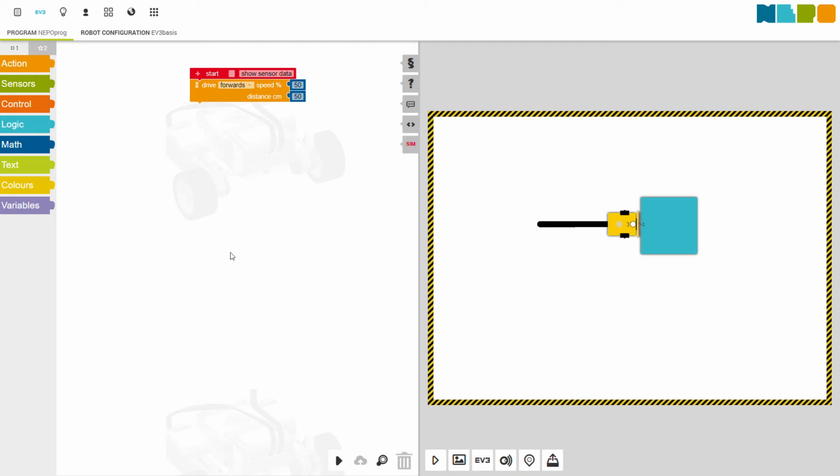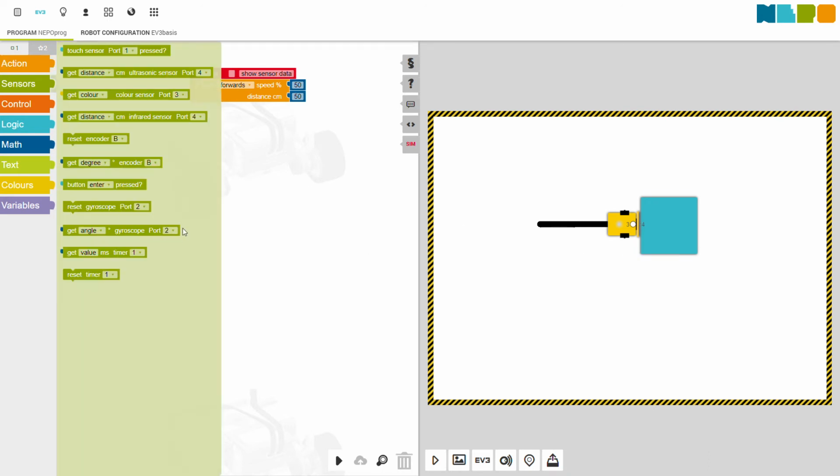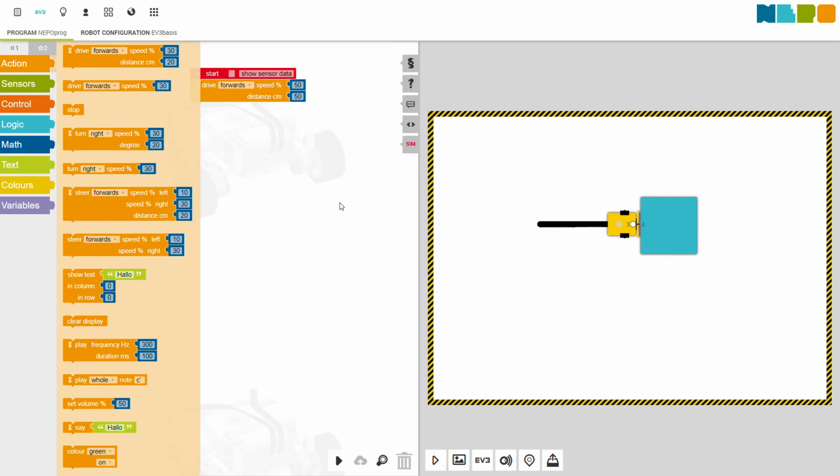So basically, these action blocks right here will be able to guide you around, but I'd rather use sensors, because with sensors you can sense the block and you don't have to use forwards and turn and steer and all of the other blocks when you could just have the sensor.